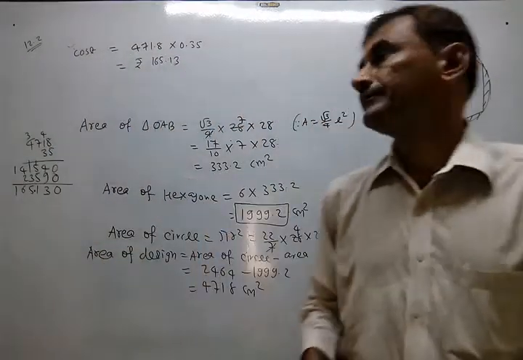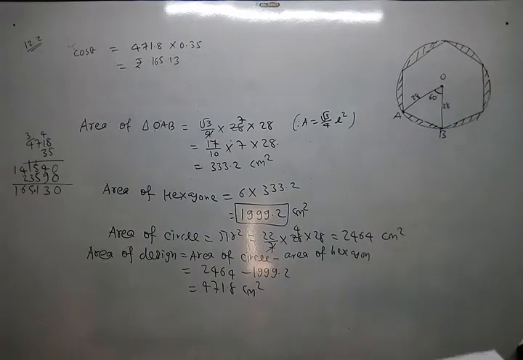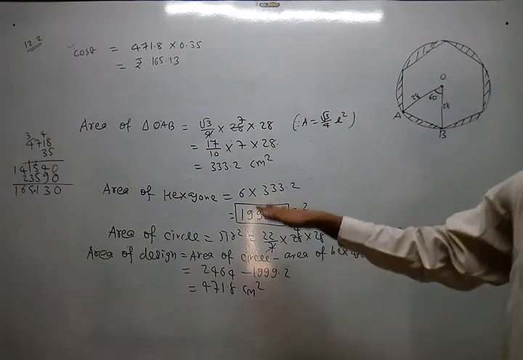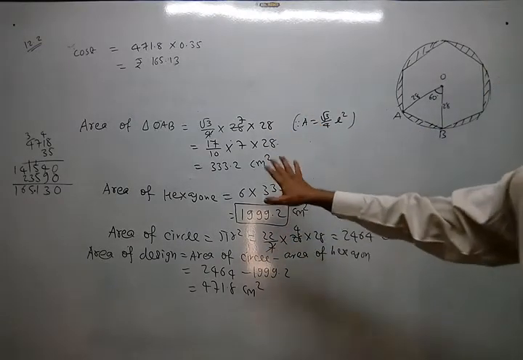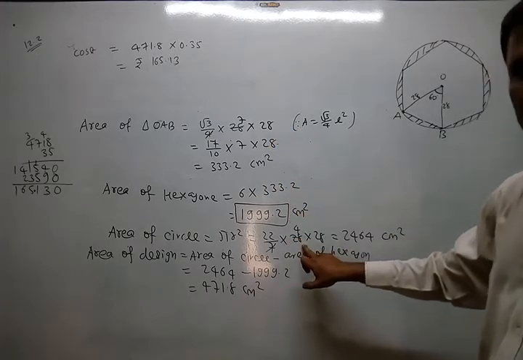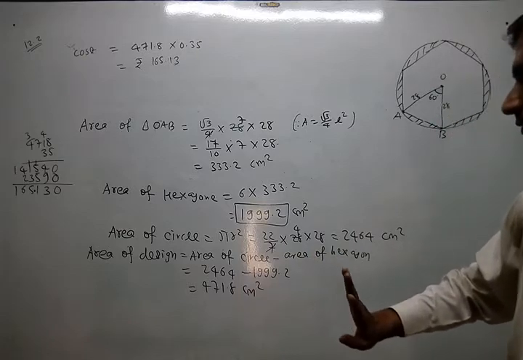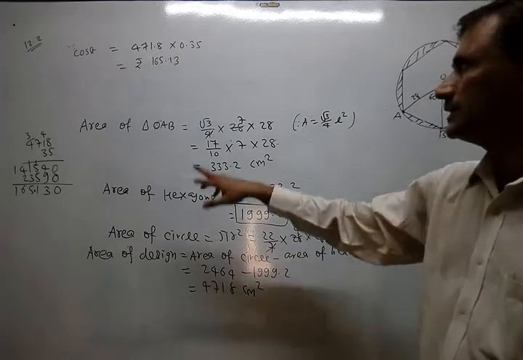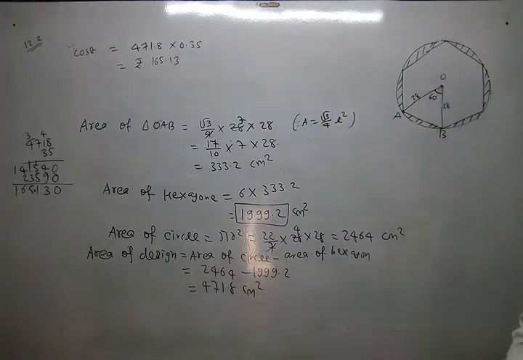Just look at it. Okay, so again verify everything: triangles, then hexagon, circle, circle minus hexagon. After getting circle minus hexagon, we found the cost by multiplying with 0.35.